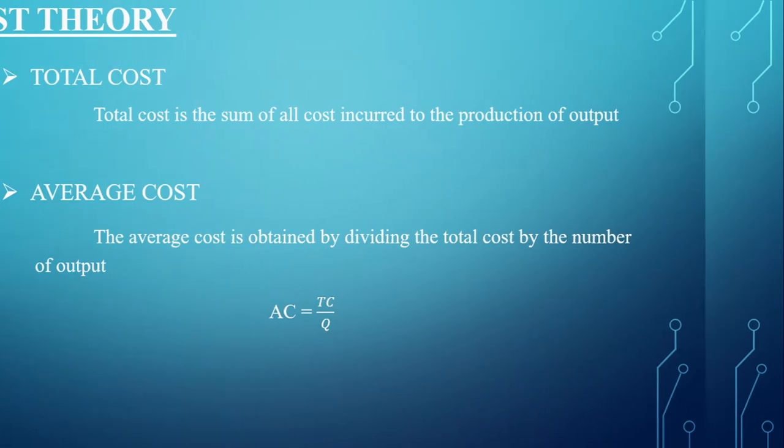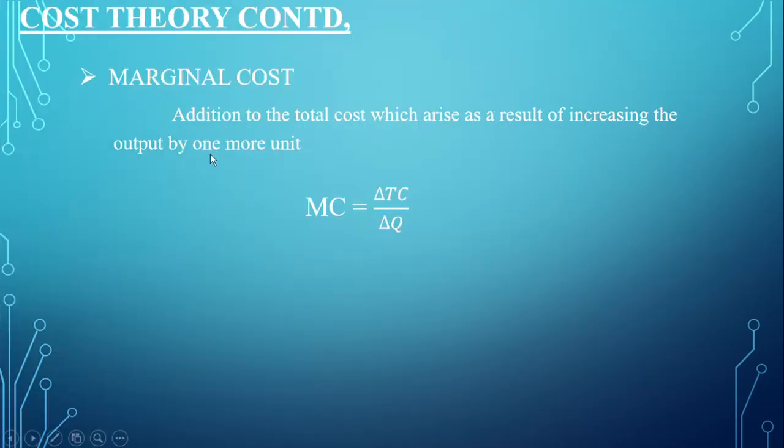Clear? Next one is, this is the important, the marginal cost. So we have studied three marginal concepts up to now. First one is marginal utility, that is coming under the consumer theory. Marginal product, that is coming under the production theory, and this is marginal cost. So marginal means, I had said that, additional. That means addition to the total cost which arises as a result of increasing output by one more unit. That means if you increase one more product output, what will be the increment to the total cost? Okay, so that is obtained by delta total cost divided by delta output.